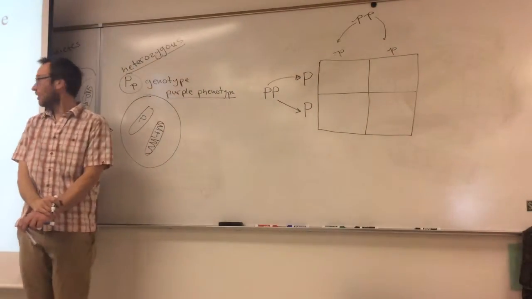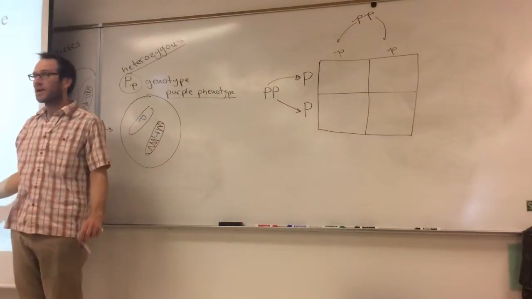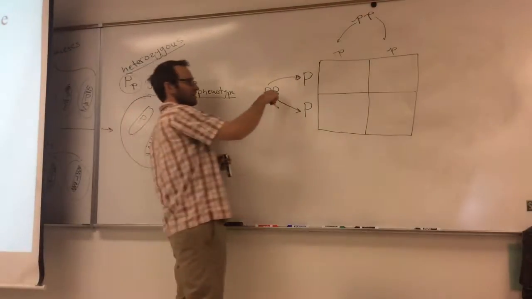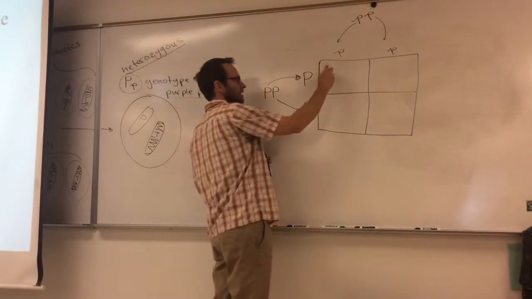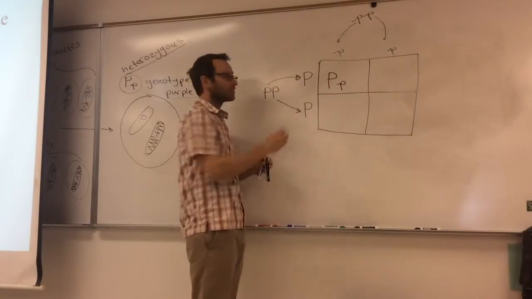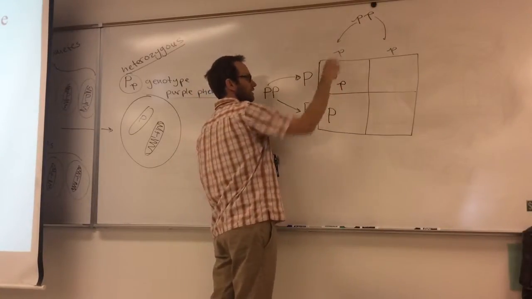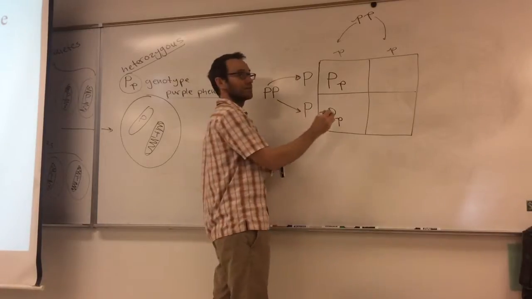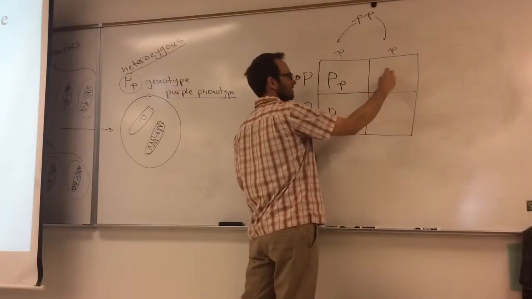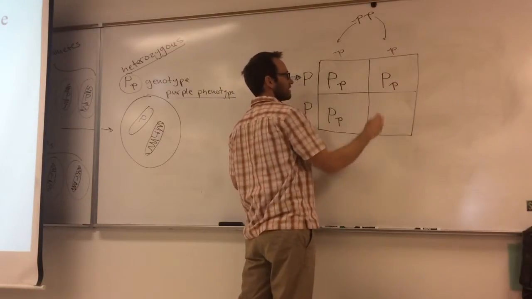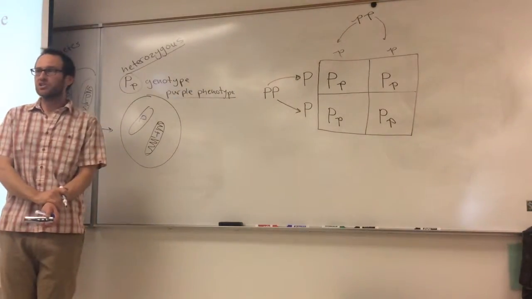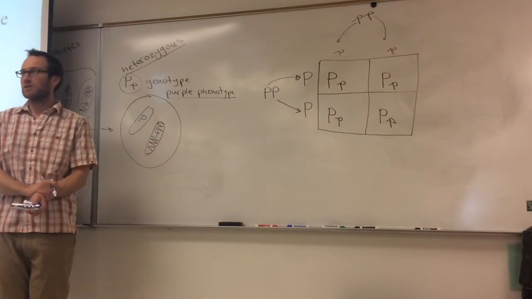And then all you have to do to solve it is in each square, you combine the letters from each parent. So you say, purple parent gives big P, white parent gives little p. Purple parent gives big P, white parent gives little p. Purple gives the big P, white gives little p, and so on. So no matter what you do, you always end up with a big P, little p.